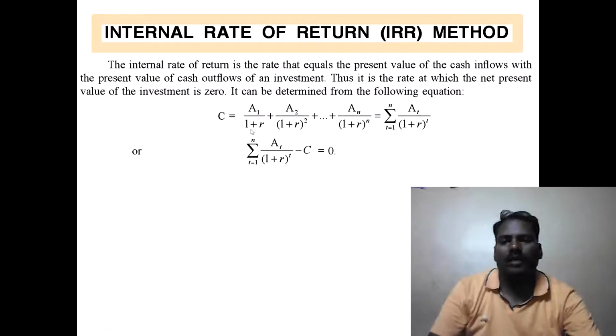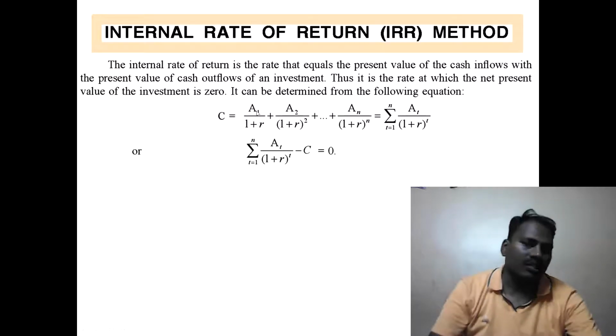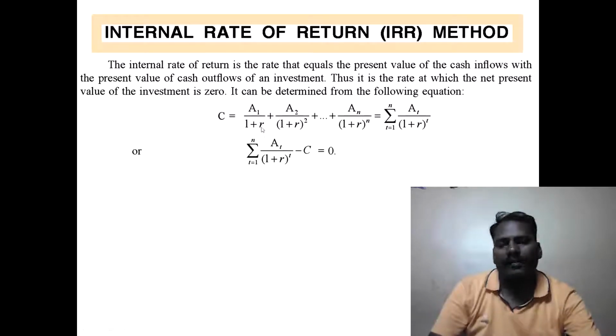C is equal to A1 upon (1 plus R) plus A2 upon (1 plus R) whole square, plus and so on up to An upon (1 plus R) to the power n, where A1, A2, An are the annual cash inflows at the end of first year, at the end of second year, and at the end of nth year. R is the rate of return. Now we want to find out the R such that the net present value is 0.